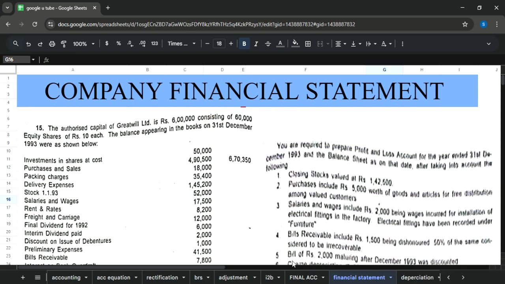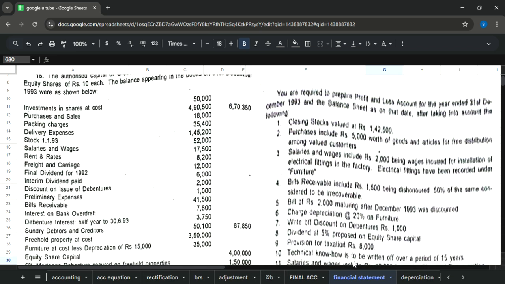Now number 5, bill of rupees 2000 maturing after December 93. Look at here, our date is December 93 and this bill is going to mature after December. So if the date is not due, you are not needed to make any effect of this adjustment. So please open your ears. You can skip this adjustment number 5 because it is maturing after our due date.